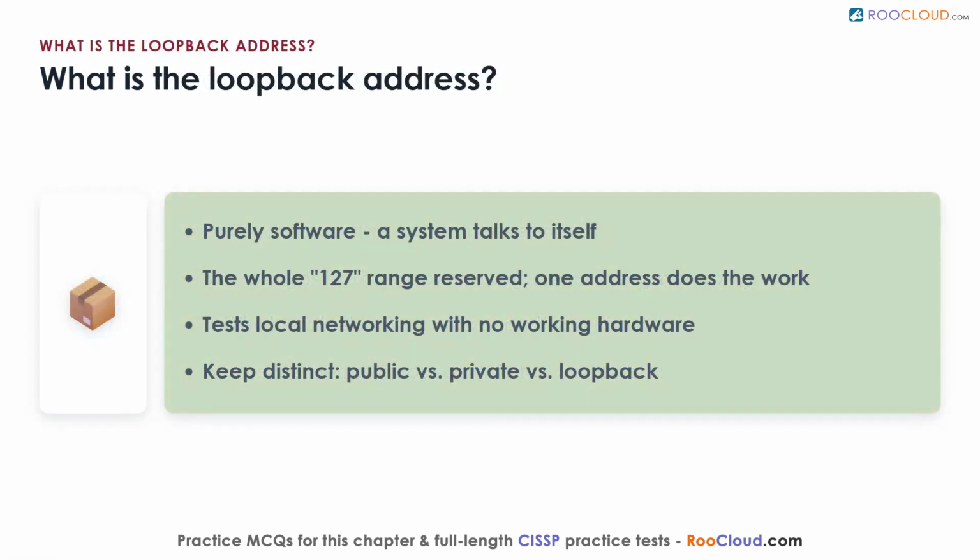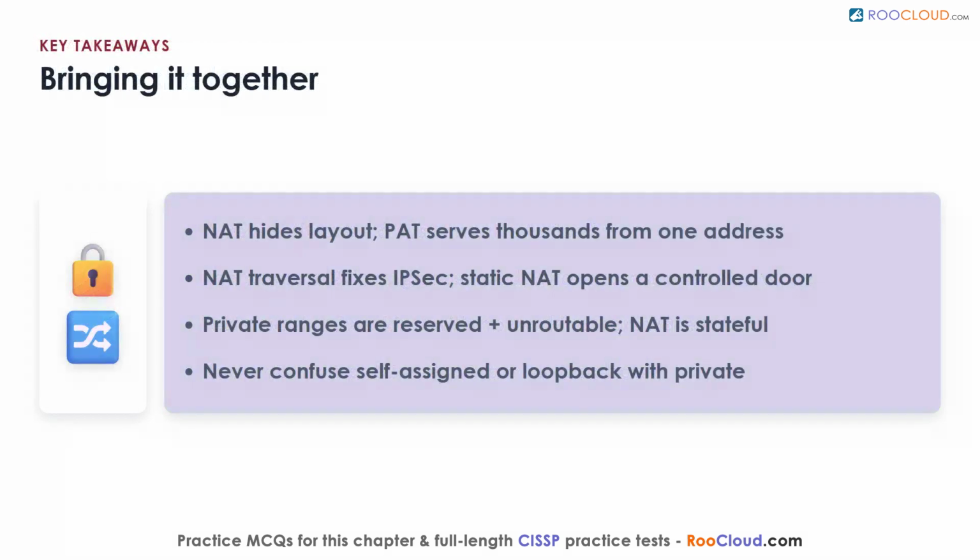What is the loopback address, and why keep it separate in your mind? It is a purely software address that a system uses to talk to itself over the network stack. The whole range beginning with 127 is reserved for this, though in practice one specific address does all the work. It exists so you can test local networking even when the physical hardware or drivers are missing or broken. The exam wants you to keep three things distinct at a glance. A real public address, a private reserved address, and this loopback address are all different animals, and confusing them is a classic trap.